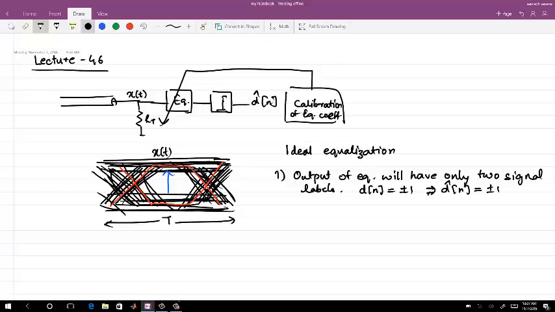Okay. The next thing is that when I was transmitting the bits, all the bits were equally spaced. So the output equalized signal should have equally spaced transitions.